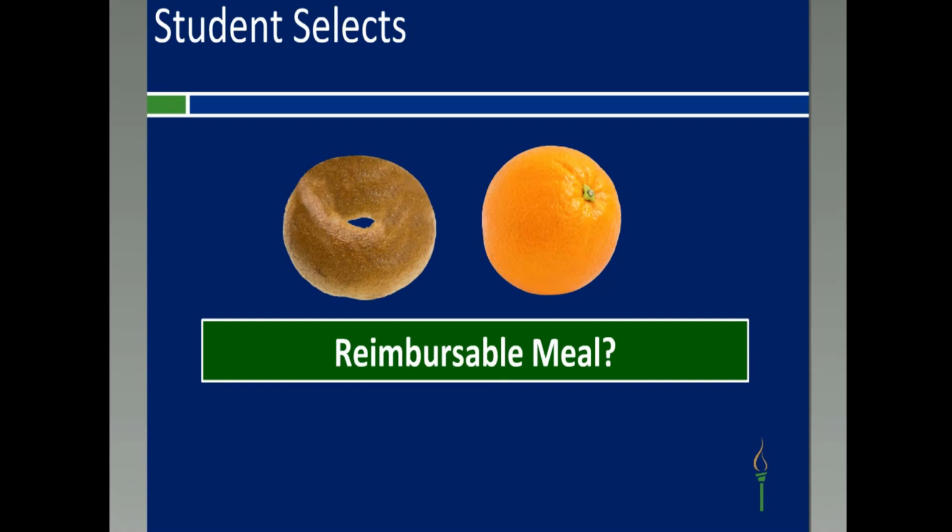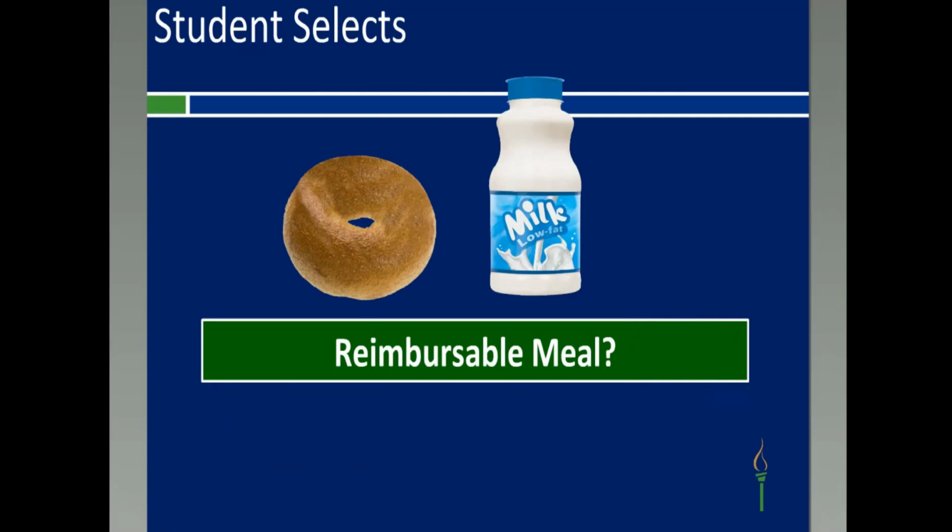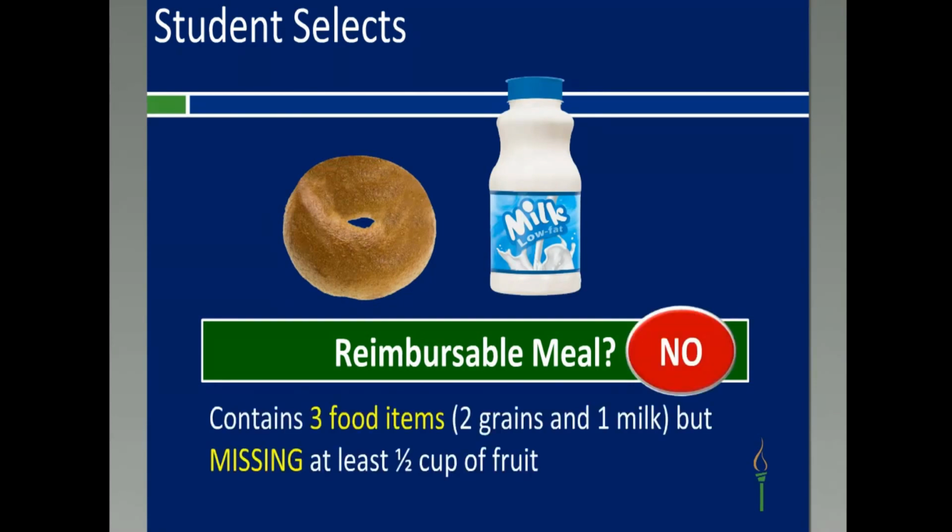Here we have a bagel and an orange. That half-cup serving of fruit is there, so therefore it is a reimbursable meal because they have taken those 3 food items as required. Here we have a bagel and a milk. Unfortunately, this is not reimbursable because we do not see that half cup of fruit or vegetable being taken.